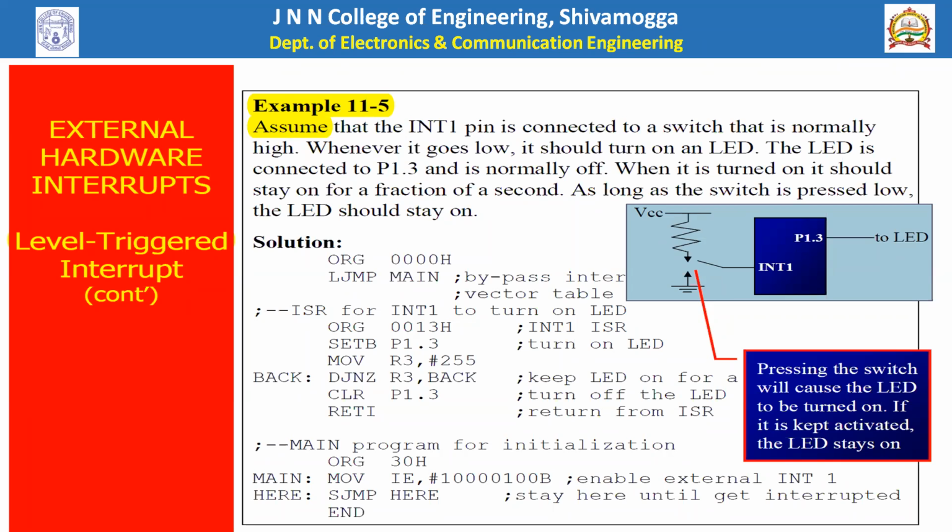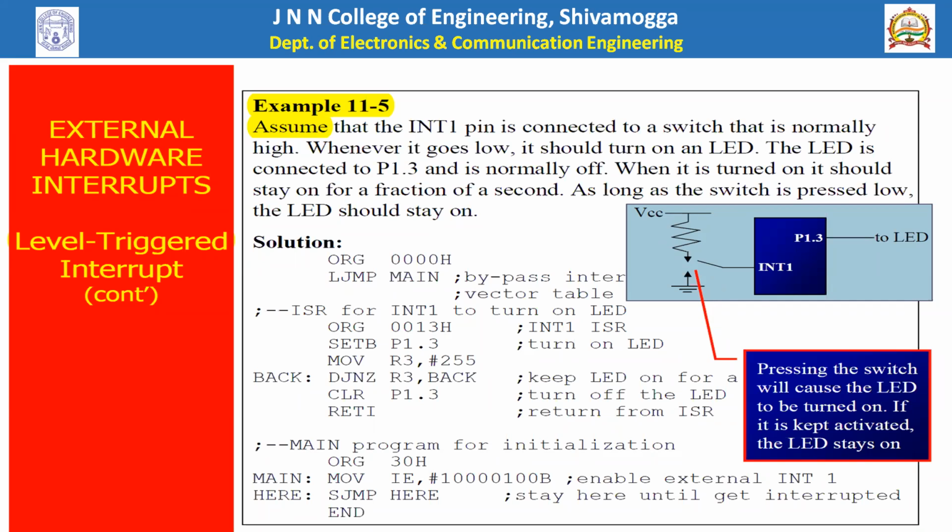Here you can just see SETB P1.3. Why are you setting P1.3? You are turning on the LED. And you are keeping the LED turned on for some very short delay: you load the count 255 in R3 and simply decrement until it reaches 0. After that, you clear P1.3 and return from the interrupt, returning to the main program.